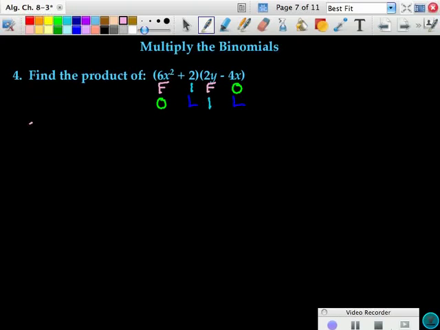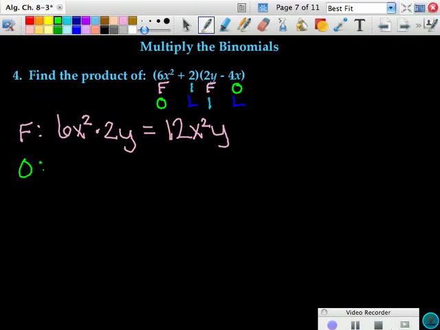So starting with first, 6x squared times 2y. Remember, you can multiply anything by anything. So 6 times 2 would give you 12, and now you have x squared y attached. Go to your outer. 6x squared times a negative 4x. Multiply your numbers, negative 24. Now you have x's. X times x squared. Same base, add the exponents, x cubed.